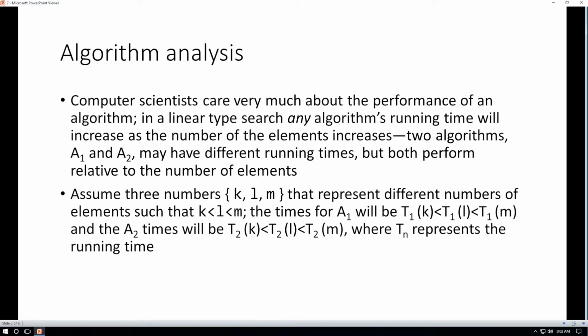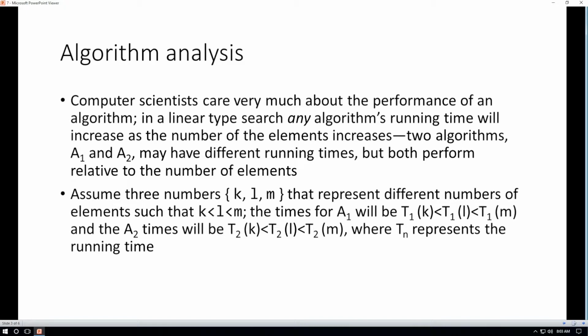Even though we may have two different algorithms, A1 and A2, that work somewhat differently, still, if each one is sensitive to the number of elements, then we say they're both linear. Here I say assume three numbers, K, L, M, that represent different numbers of elements, where K is always less than L, which is always less than M. We would say the running time, T1, where we're processing K elements, L elements and M elements, is always going to maintain this order.